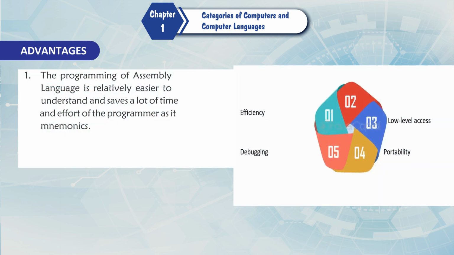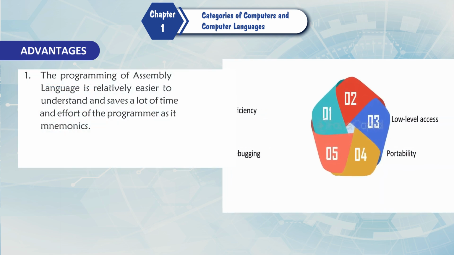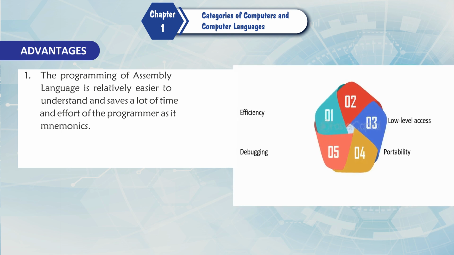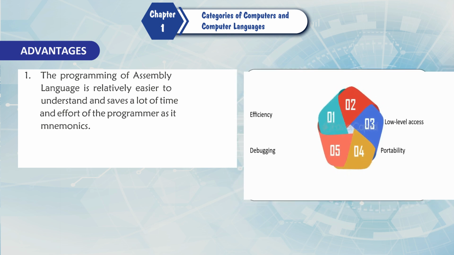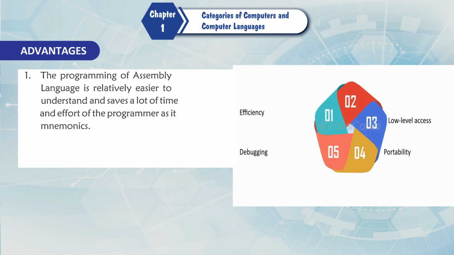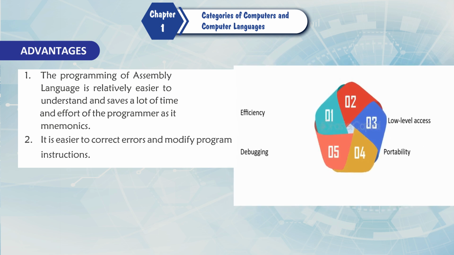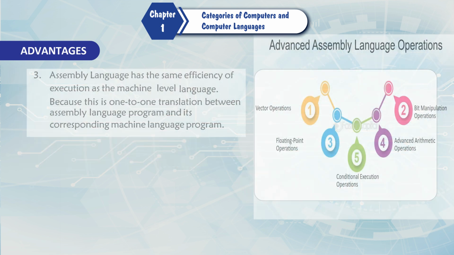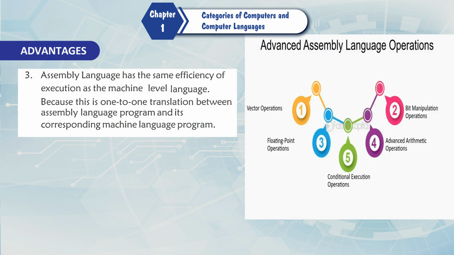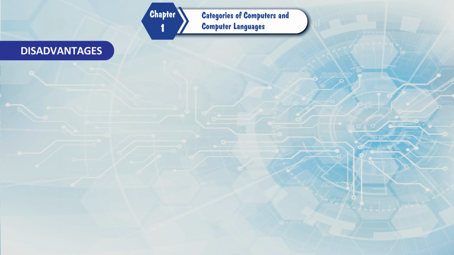The programming of assembly language is relatively easier to understand and saves a lot of time and effort of the programmer as it is mnemonics. It is easier to correct errors and modify program instructions. Assembly language has the same efficiency of execution as the machine level language because this is a one-to-one translation between an assembly language program and its corresponding machine language program.